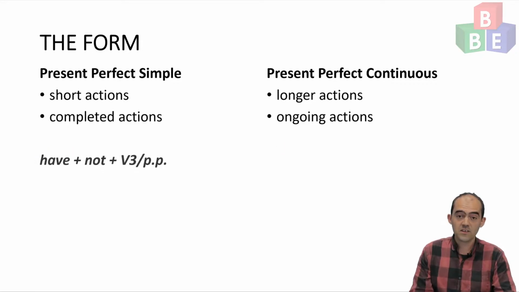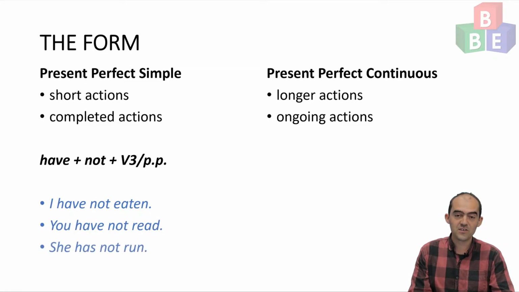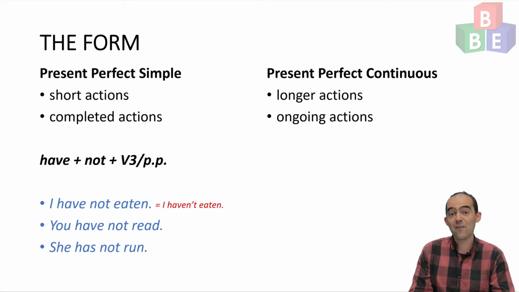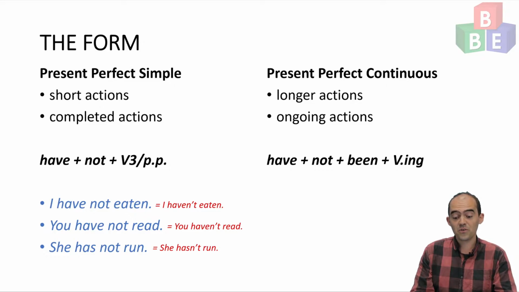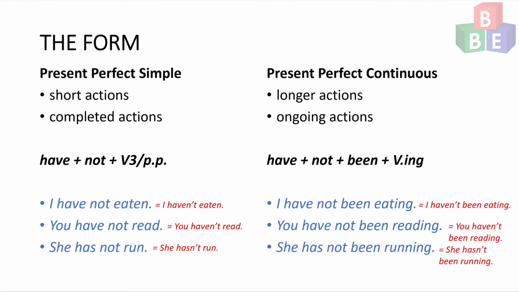For the negative structure, we use have not plus verb 3 or pp for the present perfect. I have not eaten, you have not read, she has not run. The have and the not can be contracted, so we have I haven't eaten, you haven't read, she hasn't run. The present perfect continuous also uses have not and then the been and the verb ing. I have not been eating, you have not been reading, she has not been running. And of course, we can again contract it. I haven't been eating, you haven't been reading, she hasn't been running.